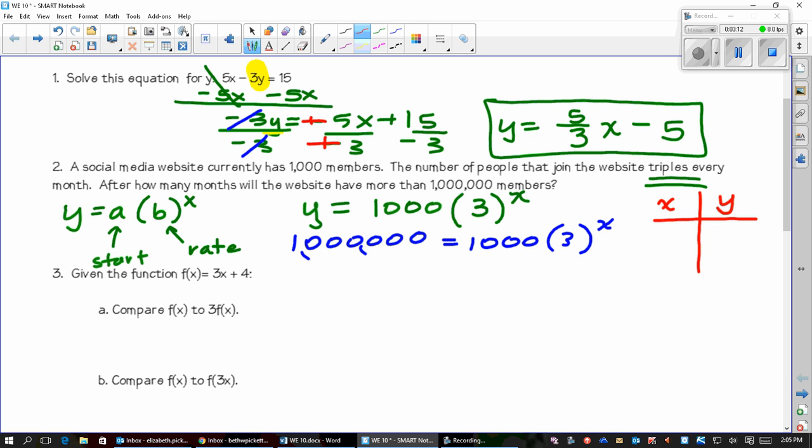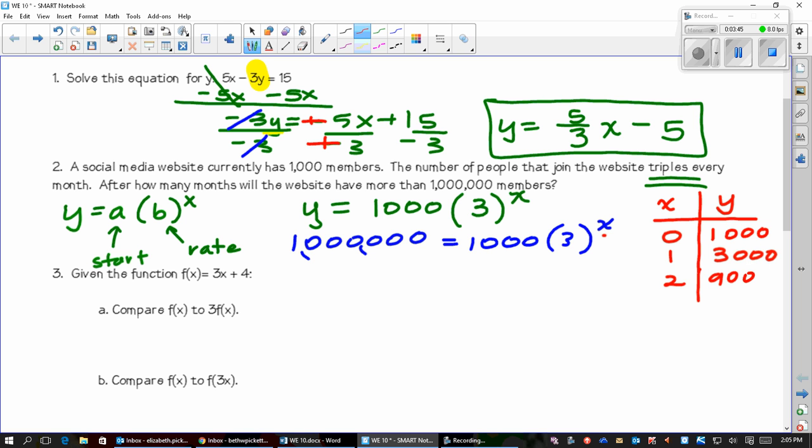We're just going to have to make a table and see how long it will really take to get 1 million members. If I plug in 0 for x, meaning 0 months have passed since we started counting, that gives us the initial amount of 1,000. If I substitute in a 1 for x, 1,000 times 3 to the first power, that'll be 3,000. Remember, essentially what we're doing is multiplying by 3. Plug in a 2 for x, 1,000 times 3 to the second. 3 to the second is 9, times 1,000 is 9,000.